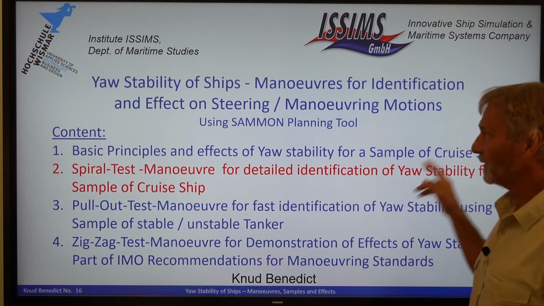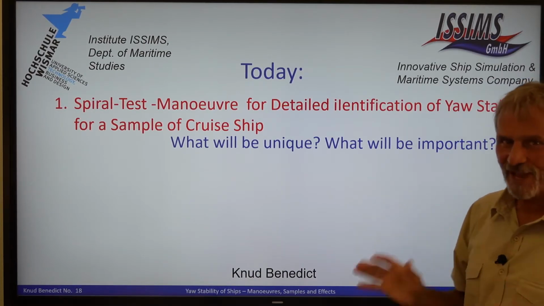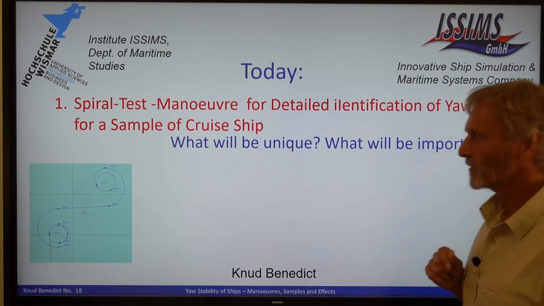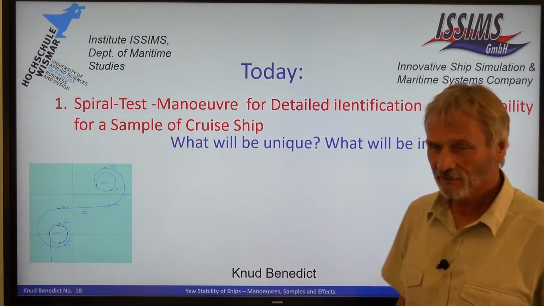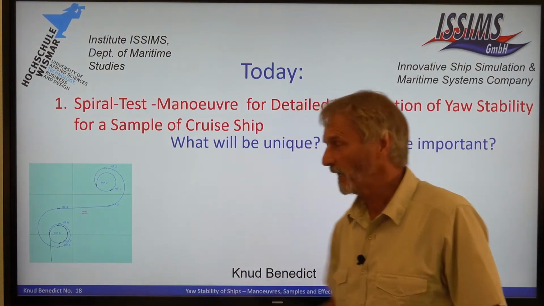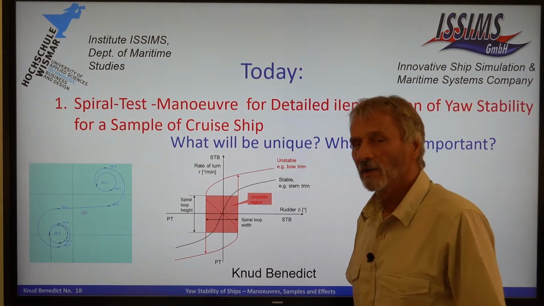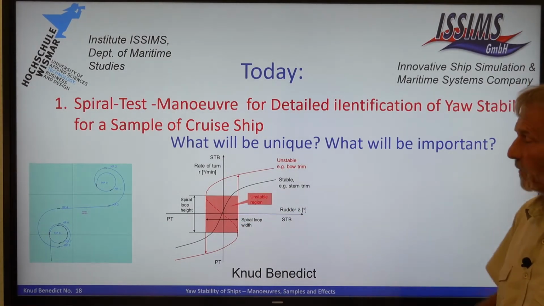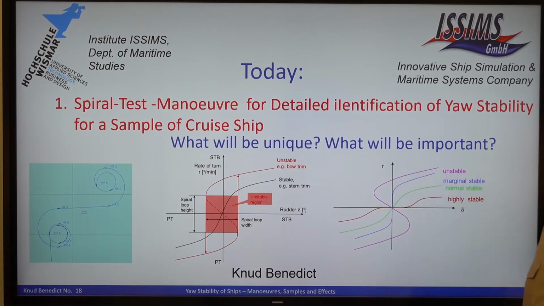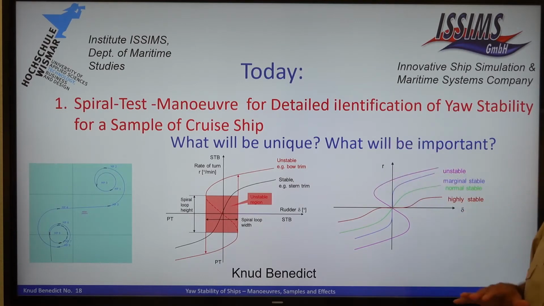What can you expect today? And what will be unique? What will be important? Using SAMMON is important because then you can see how to perform such a so-called spiral test. The name comes from this shape. This is a typical result view to show the different behavior in stable and unstable condition. This is also to highlight the different states of stability: low stable, high stable, unstable.